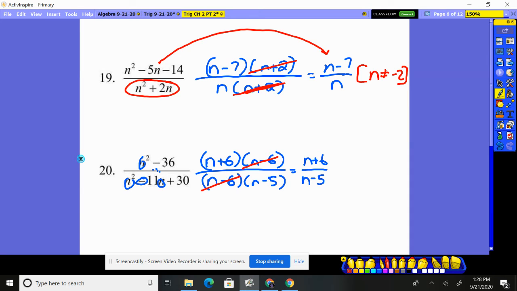Now, the one thing we must realize is when we cross this out in the denominator, we have to make a statement that n can't be a 6. Because right here, 6 minus 6 would create a 0, and 0 times whatever is going to be 0, and you can't have a 0 in the denominator. We must state these restrictions.